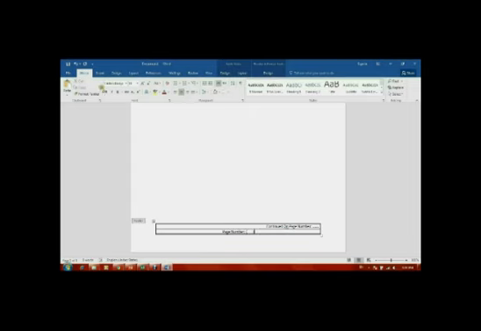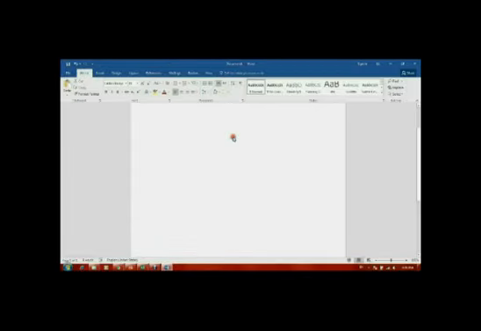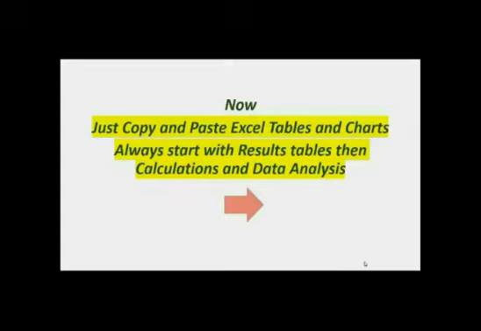Here is your page ready to copy and paste results, then calculations and data analysis. Again, just copy and paste Excel tables and charts. Always start with results tables, then calculations and data analysis.